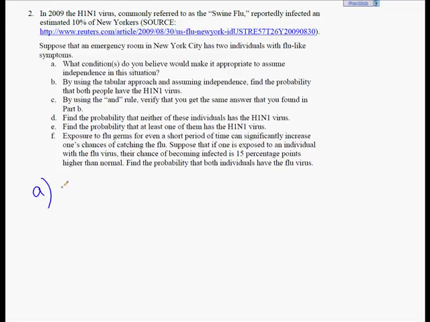We'll just say people do not have direct contact. So in other words, we're saying that if a person does have the flu and another person does encounter that person, he's probably a lot more likely than just 10% to get the swine flu.